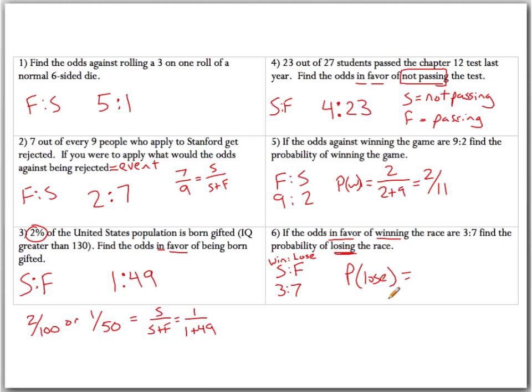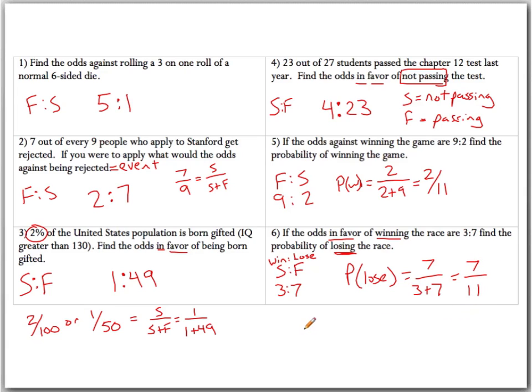So in this case, we don't think necessarily of success and failure, but we want to find the probability of losing. So losing is our failure, so how many times do we lose? It would be 7, over the total number of times we tried, which would be 3 plus 7. And so this is going to be 7 out of 11.